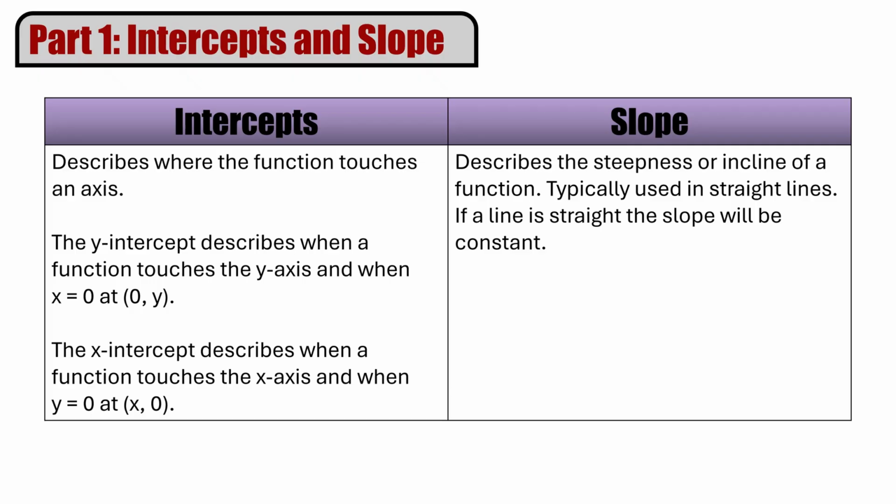Slope tells us how steep a line is, basically how quickly it goes up or down. If a line is straight, the slope stays the same the whole way. We find slope by comparing how much the line rises or falls compared to how far it moves sideways. A simple way to think about slope is, slope equals rise divided by run, or slope equals how much y changes divided by how much x changes. We'll look at different types of slope in the next part.